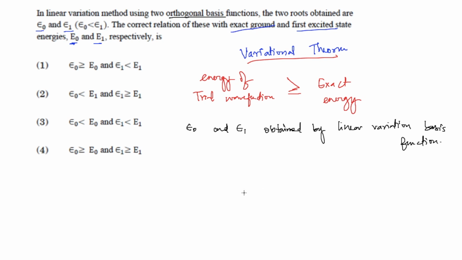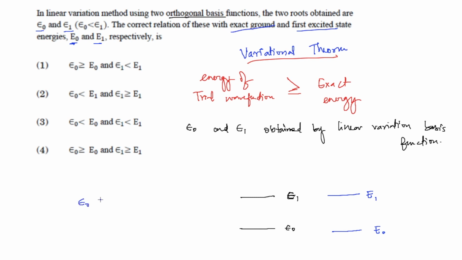That means they will not have the same energy. So orthogonal basis means that they are non-degenerate and they belong to successive energy levels. So the lower one is epsilon naught and the higher one is epsilon 1. Epsilon 1 will be of higher energy and epsilon naught will be lower energy. These are obtained by the linear variation method, and the exact ground state energy is E naught and the higher energy is E1. Now what will be the relationship between both of them?